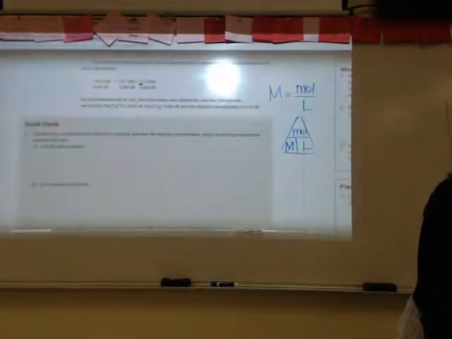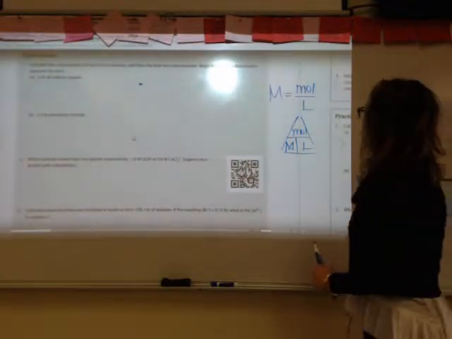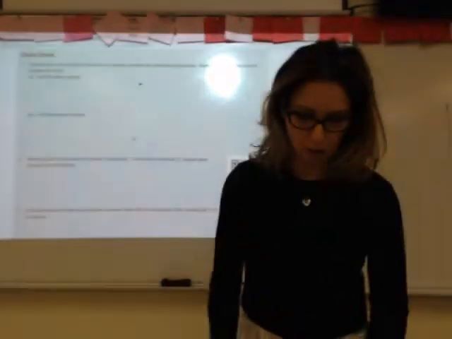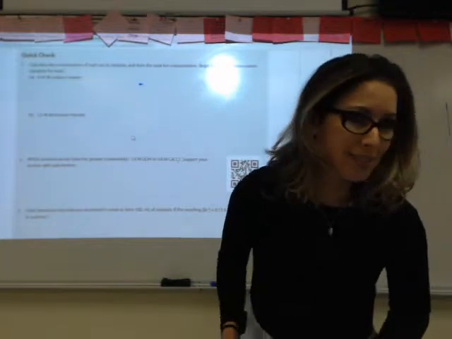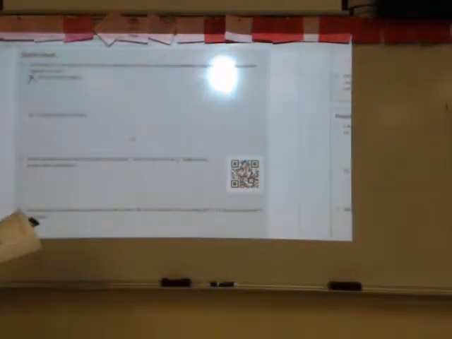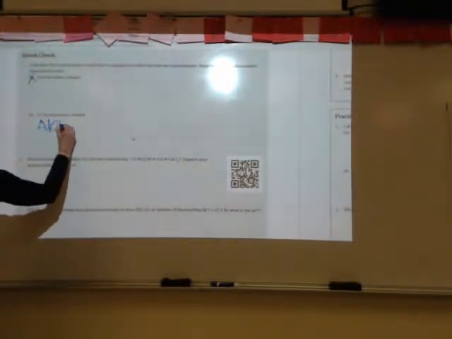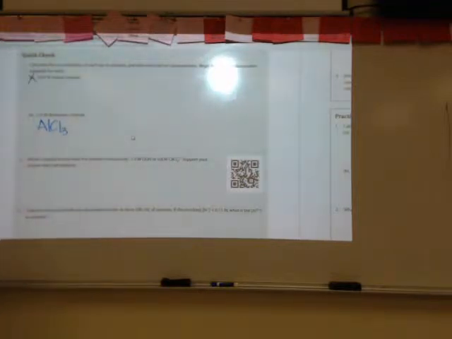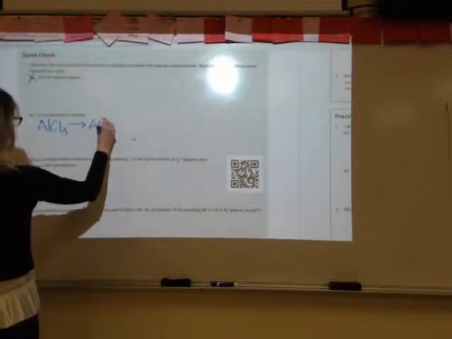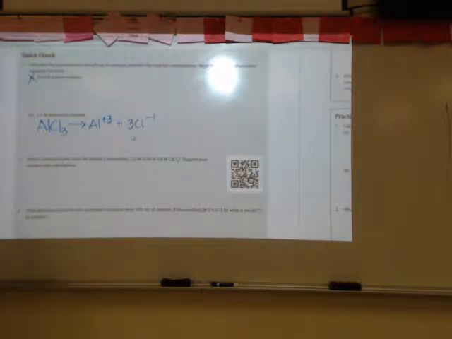So let's take a look at the quick check. We're going to calculate the ion concentration of each solution. So I'm going to do an example for you first. Okay? We're going to skip 1A and we're going to go to 1B. We've got 2.5 molar aluminum chloride. The chemical formula for aluminum chloride is AlCl3. This is going to form an aluminum ion and 3 chloride ions. Do I have you so far?